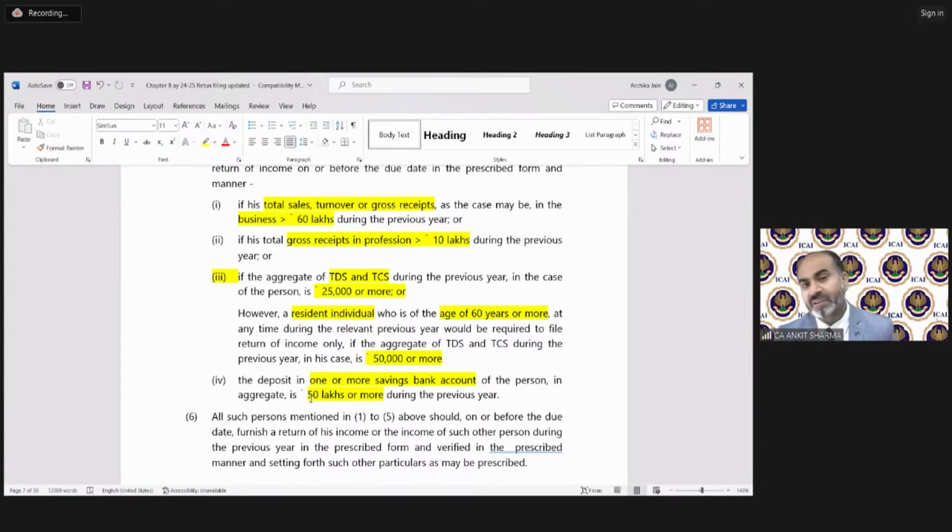So these are case numbers A to E, what we have discussed, in which you have to file your income tax return. So for better understanding, I can explain all these provisions in a very short time in Hindi.